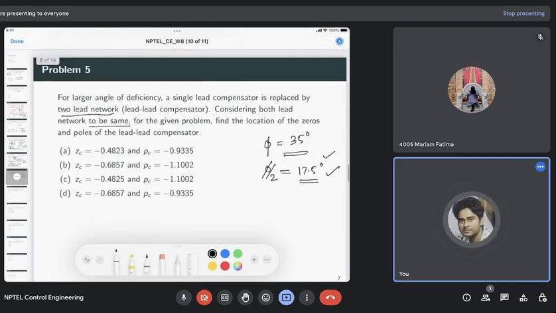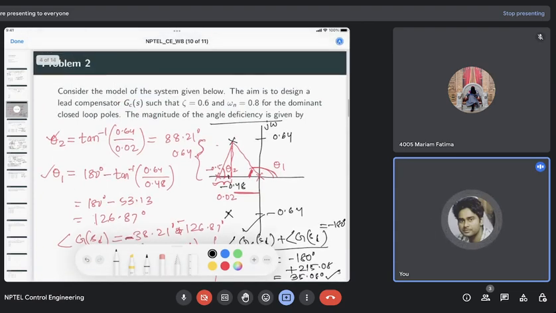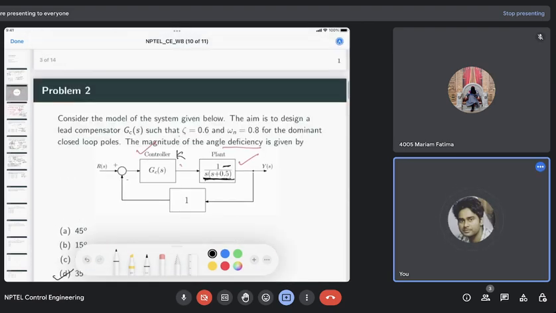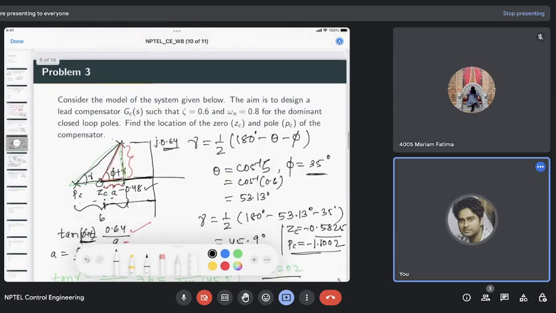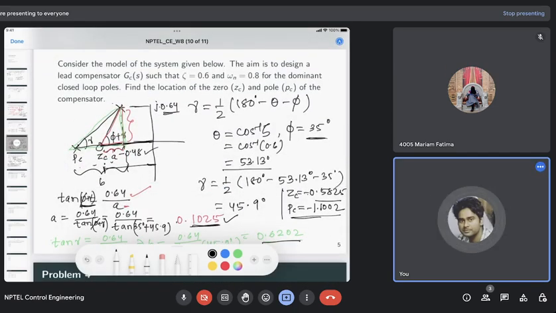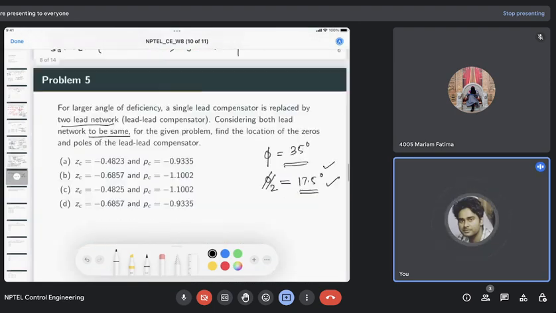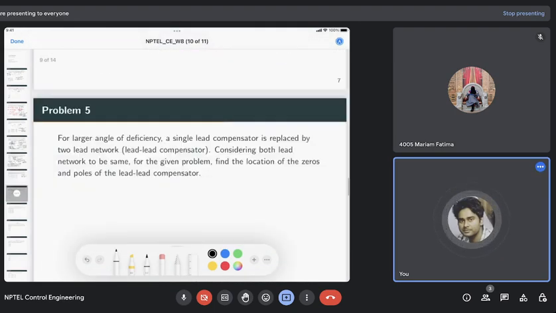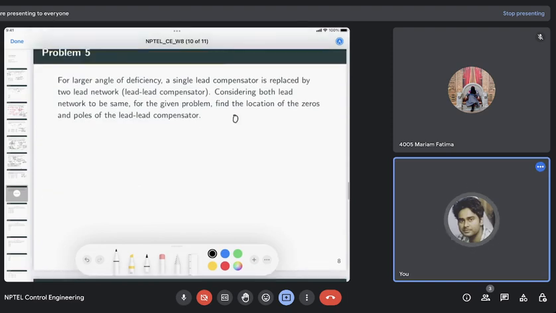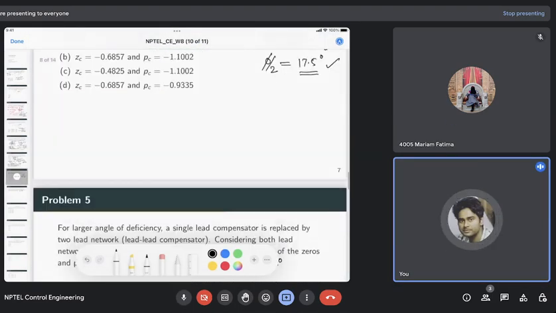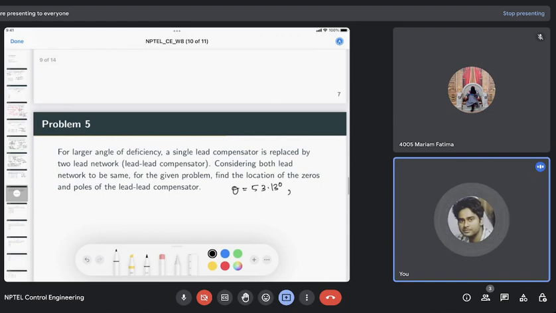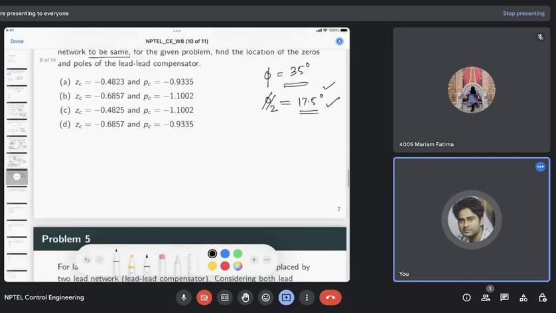Okay, so we already have this theta angle. Theta is the cos inverse, and we already computed that here. Theta is 53.13 degrees. Now each of the lead compensators should provide an angle of 17.5 degrees, half of the required angle.